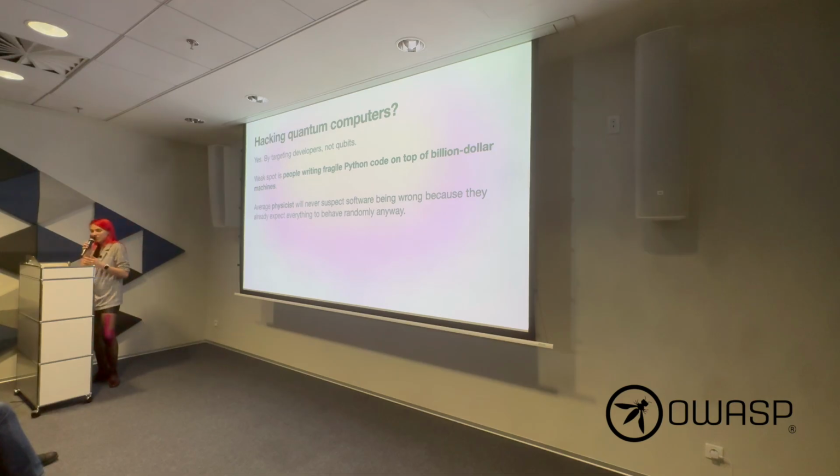So we have these quantum computers, which are very pricey, billion-dollar machines, but we have a very fragile software which is operating on them. And the last line: average physicists will never suspect software being wrong because they already expect everything to behave randomly anyway.